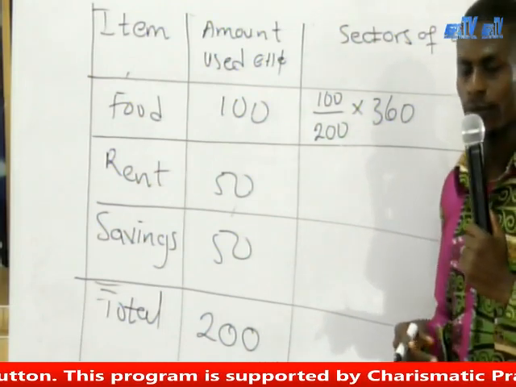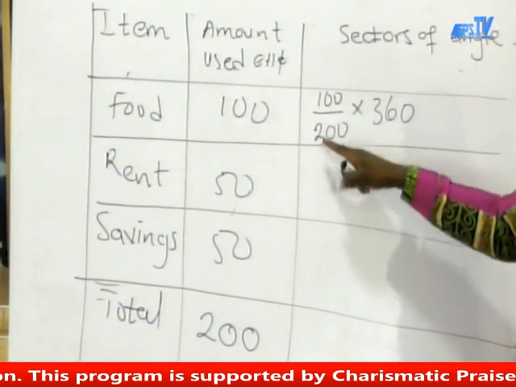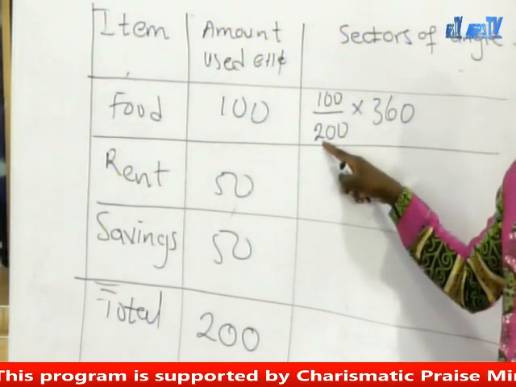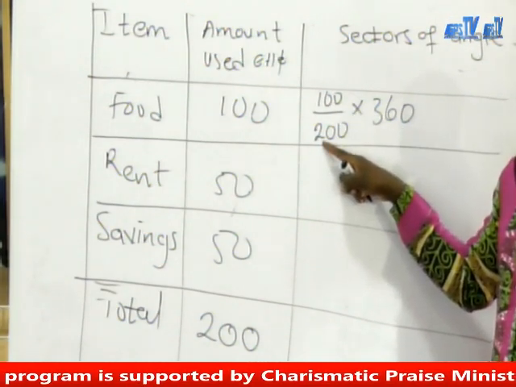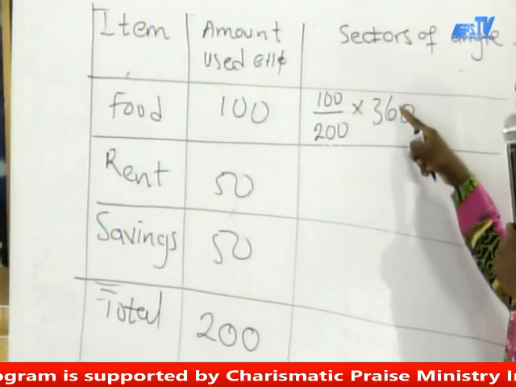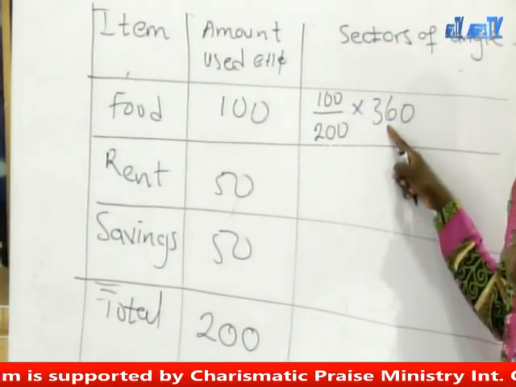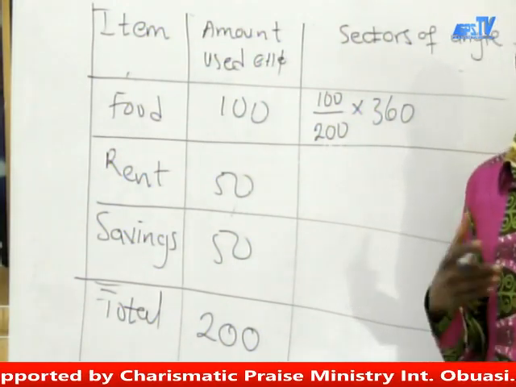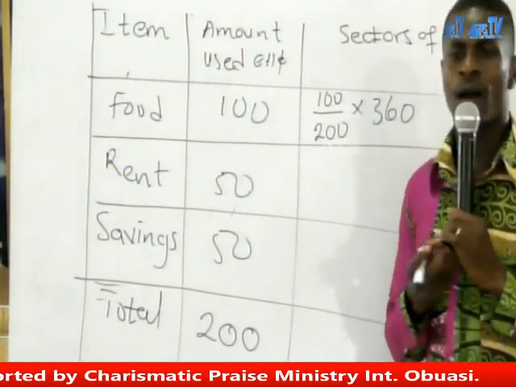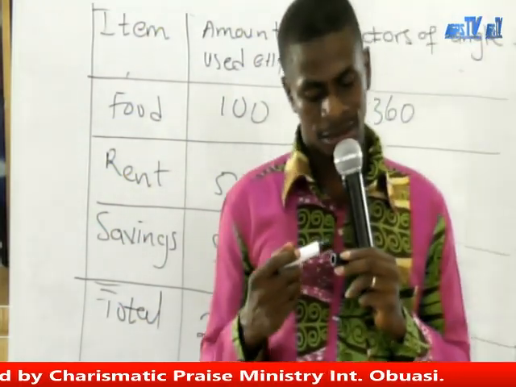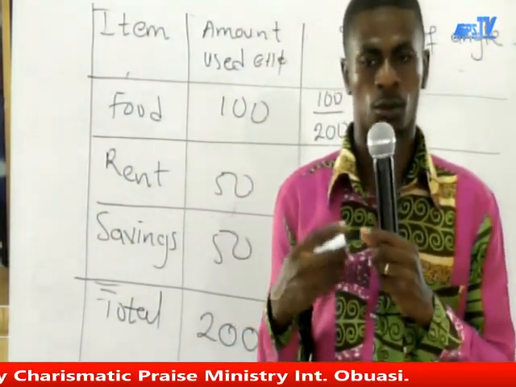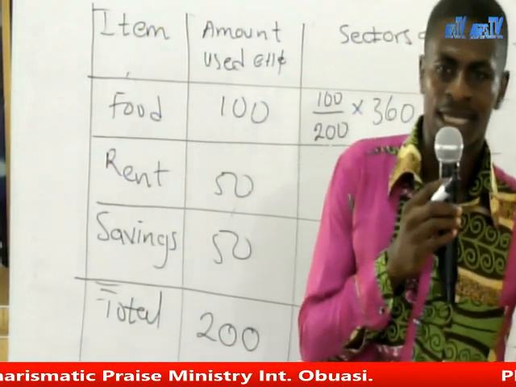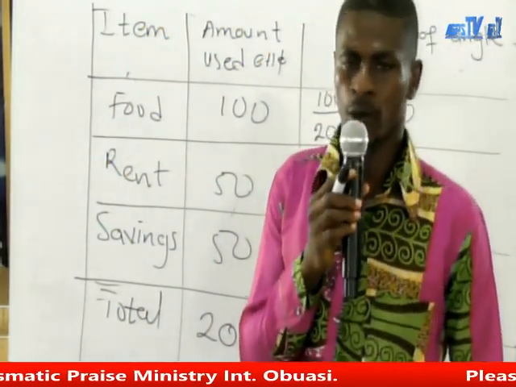From here, 100 can go into 200 two times. And then 2 can also go into 360, 180. I have seen students trying to do some sort of cancellations. Whilst I appreciate your cancellations, I do not advise students to be doing so. The reason is that it doesn't make your work presentable at all.